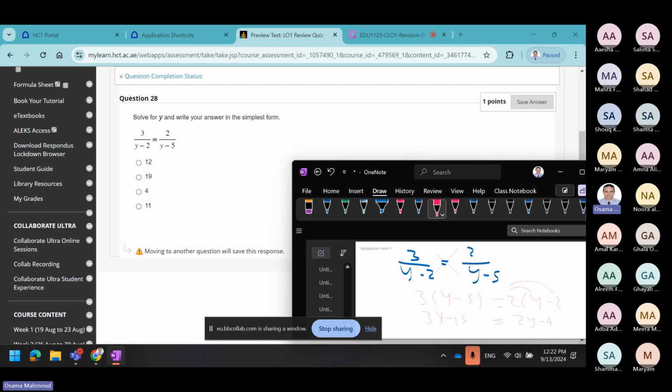Okay. Now, get y with y, and take the number with the number. So what do you have? You have 3y, and you move the positive 2y to the other side, and you have minus 4 on the right hand side. When you move the 15, it was minus, so when you move it to the other side, it will be positive. Now, how many y? You have only y. This value is 11. So y is equal to 11. This is the right one.